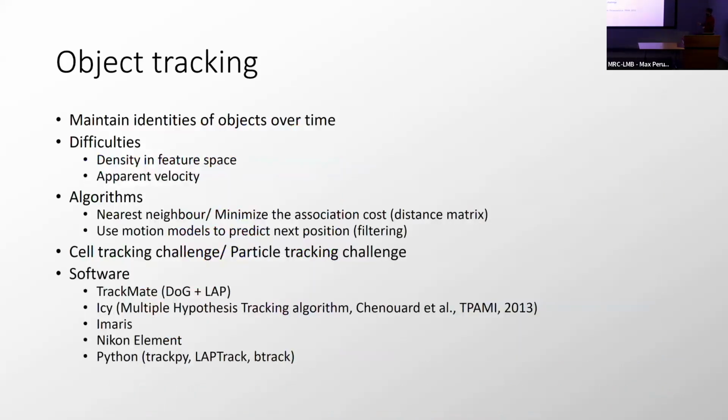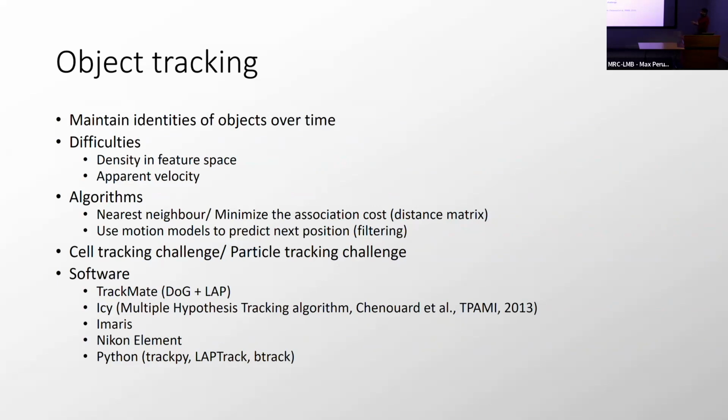So once we have objects, maybe we want to track them over time. Tracking here means maintaining the identity of objects over time. So if it is cell A in one picture, it becomes cell A in the next picture, because originally we don't know which one is which. You just have masks, which can have different labels after segmentation.